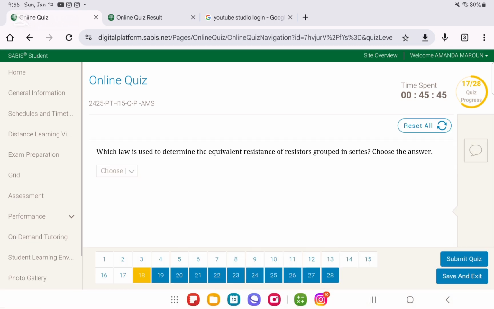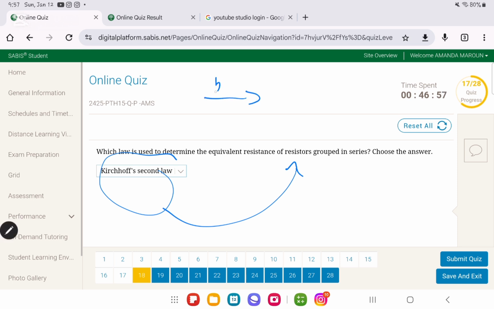Moving on to question number 18. Which law is used to determine the equivalent resistance of resistors grouped in series? This is very simply Kirchhoff's second law. Kirchhoff's second law is about resistors being grouped in series, whereas his first law is that the total current entering a junction is equal to the total current leaving a junction.